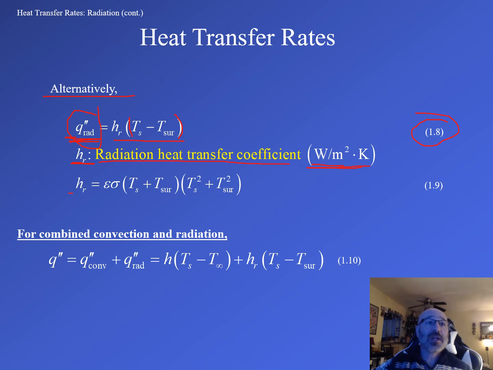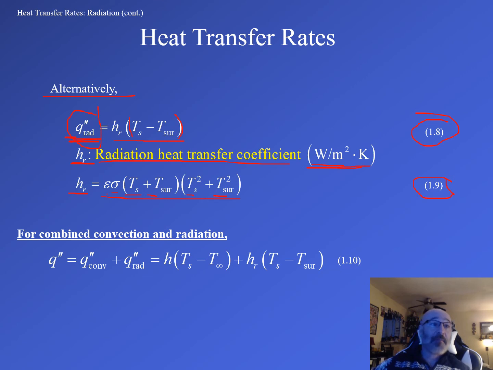So h_r here is equal to that term of our epsilon times our sigma value times (T_s plus T_surround) times (T_s squared plus T_surround squared). And this comes from our equation 1.9 in our textbook.